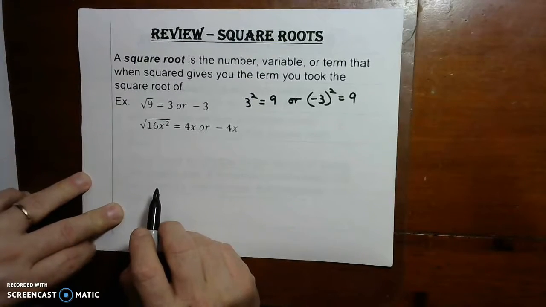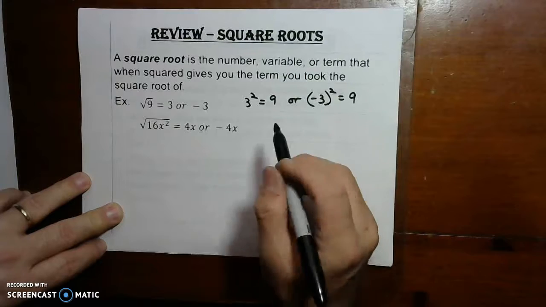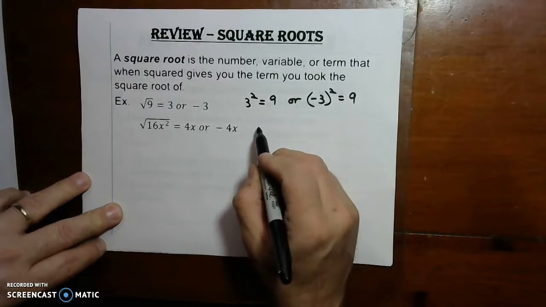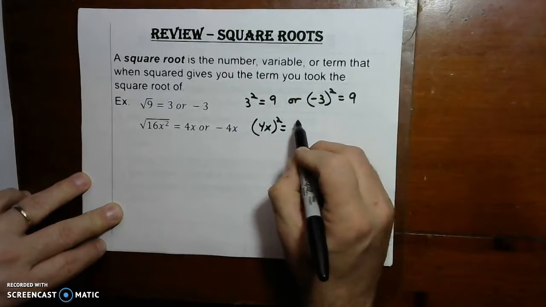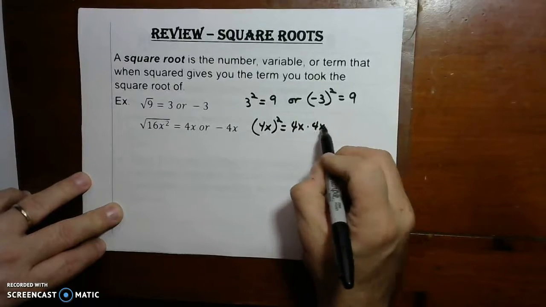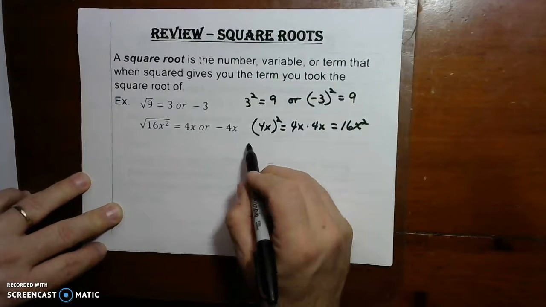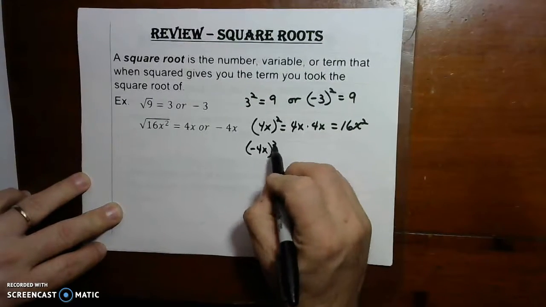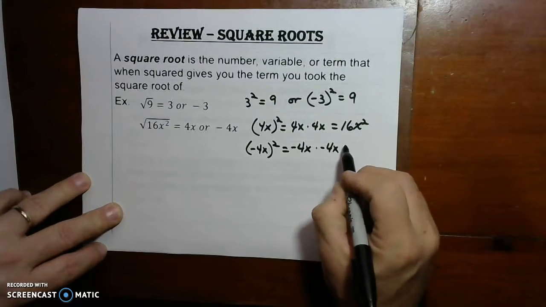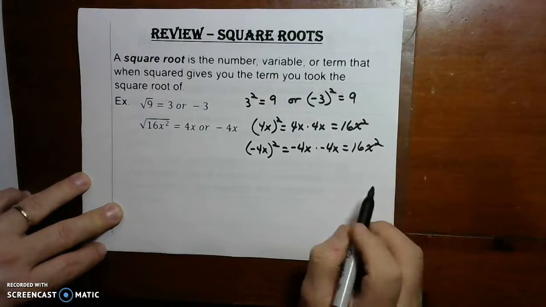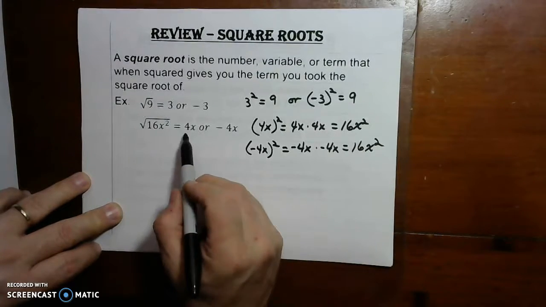Likewise, the square root of 16x to the second power equals 4x or negative 4x, because 4x to the second power equals 4x times 4x, which is 16x to the second power. Likewise, negative 4x squared equals negative 4x times negative 4x, which is also 16x to the second power. So, as we see here, each square root has two roots.